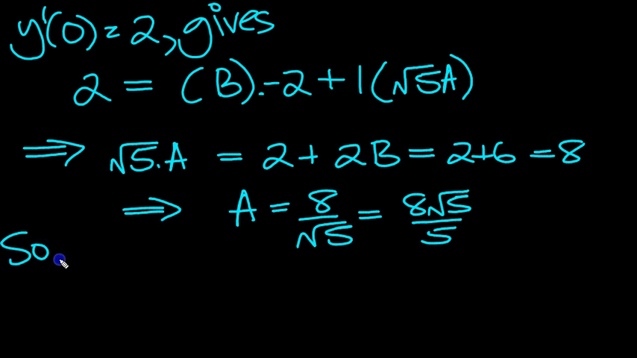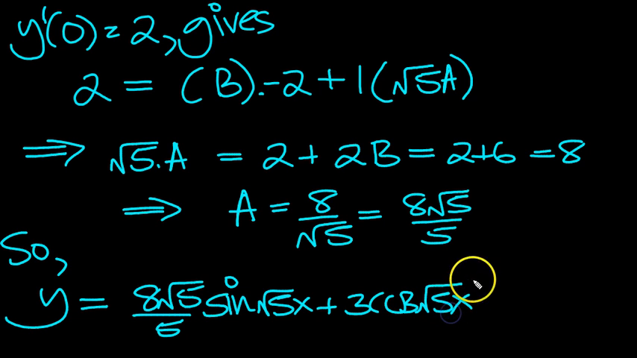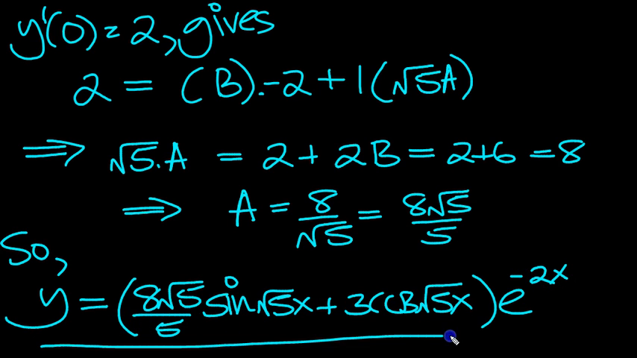So then our final answer, y equals a, which is 8 root 5 over 5, sine root 5x, wasn't it? Plus b, which is 3, cosine root 5x, times e to the alpha, which was minus 2x. There we go. That's the particular solution.